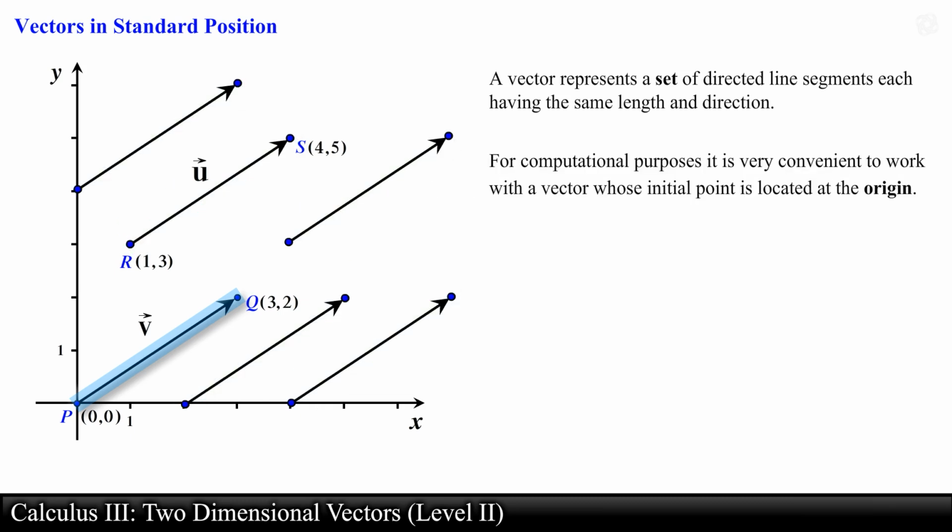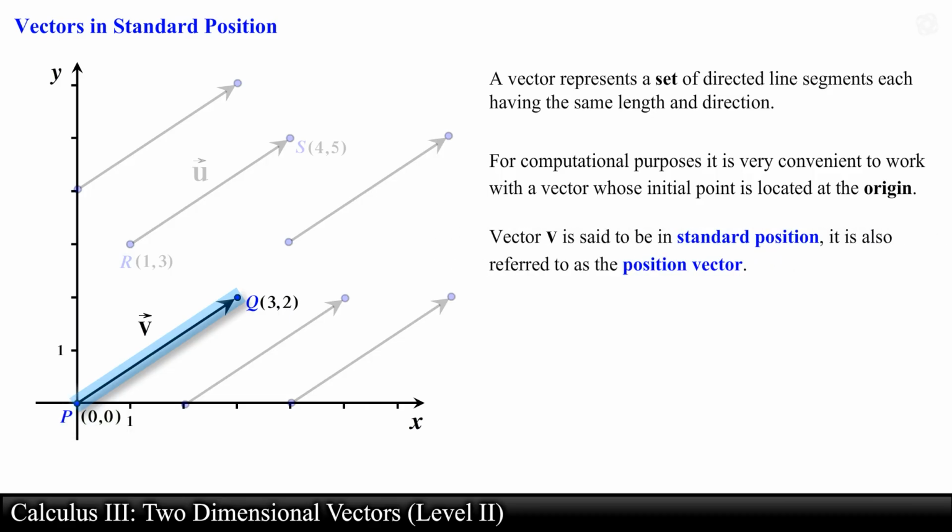For computational purposes, it is very convenient to work with a vector whose initial point is located at the origin. This way, the initial point is represented by the coordinate (0, 0). This representation of vector v is said to be in standard position. It is also referred to as the position vector. Notice that the standard position of a vector is essentially a directed line segment that starts at the origin and ends at a specific coordinate point of the Cartesian coordinate system.